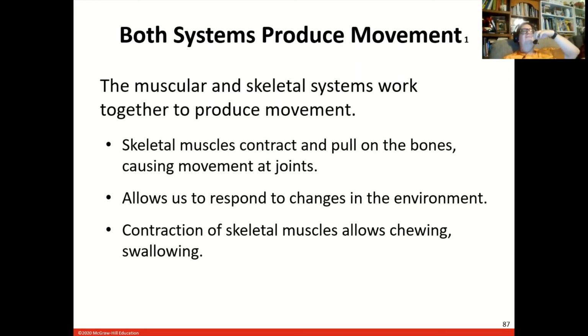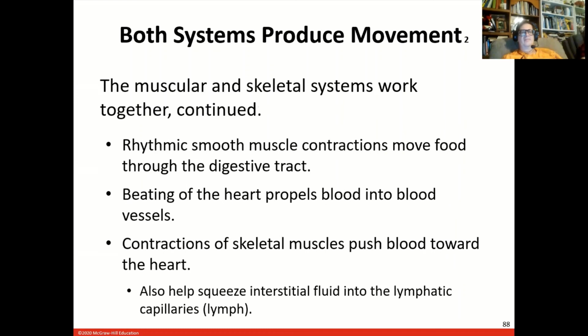Contraction of skeletal muscles is also necessary for chewing, moving your mouth, swallowing, moving food to the larynx. Why did I say larynx? Pharynx. Moving food to the oropharynx and the laryngopharynx. Once your food gets down into the esophagus, then it's no longer skeletal muscle. That's smooth muscle doing the peristalsis to carry it down. That's why we can't change our mind halfway through a swallow.